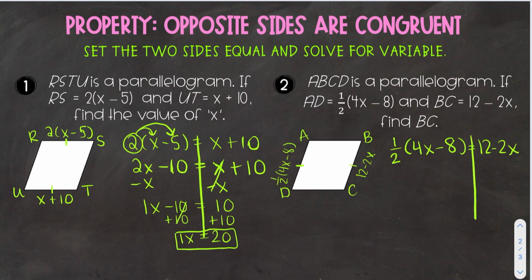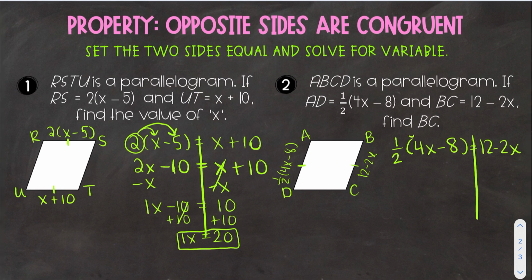So let's go ahead and distribute. So 1/2 times 4, and then 1/2 times negative 8. So 1/2 times 4 is 2. 1/2 times negative 8 is minus 4. And we're going to bring down 12 minus 2x.